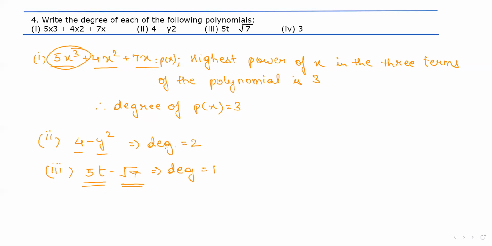You should not write degree as how I am writing. The explanation of the first question should be repeated in each of these sub-questions. Now 3 is a constant, so it can be written as 3 into x to the power 0. So degree is equal to 0.